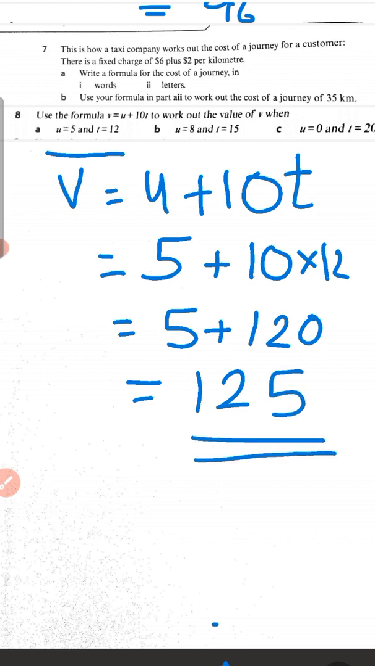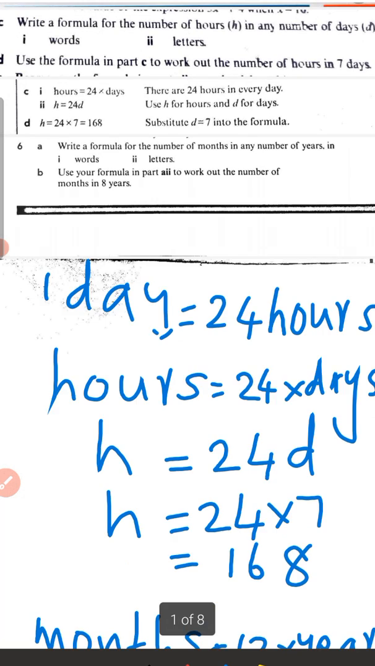Similarly, you can find the value of V for questions B and C. Do it as homework. Okay. Hope this is clear for you. Thank you, children.